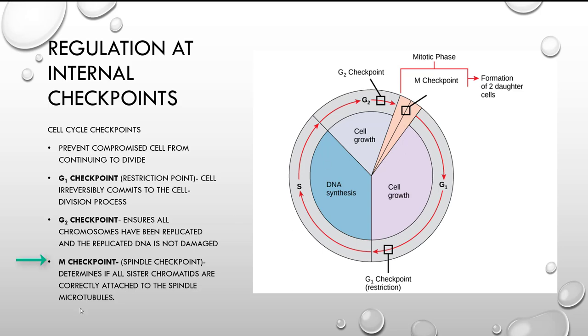So in middle metaphase, there's this M checkpoint called the spindle checkpoint. So this is where we stop and make sure that all the sister chromatids are correctly attached to the spindle microtubules. Okay, we don't want any chromosomes just floating out there, not attached to anything. So we have to make sure that all the chromosomes are attached to their mitotic spindle at the metaphase plate in the middle of the cell, so that when anaphase occurs, they split and move to opposite poles. Okay. So we do have these three checkpoints just to make sure that everything's running smoothly.